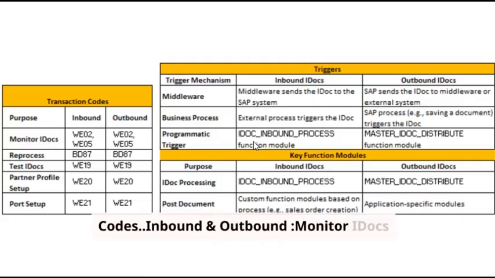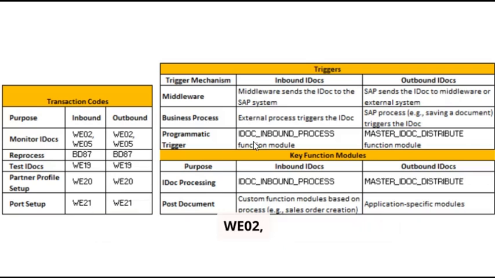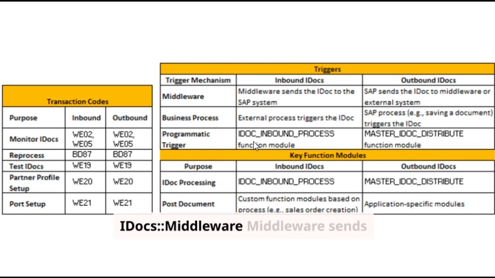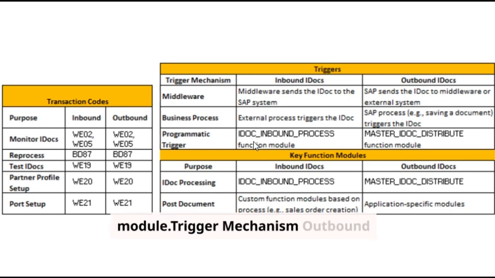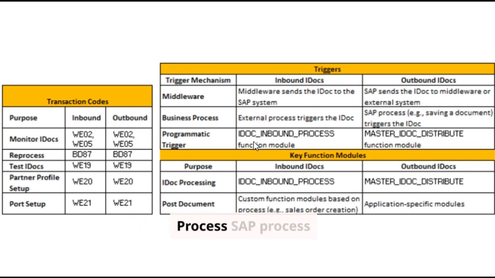Transaction codes, inbound and outbound. To monitor IDOCs: WE02, WE05. Reprocess IDOCs: BD87. Test IDOCs: WE19. Partner profile setup: WE20. Port setup: WE21. Trigger mechanism for inbound IDOCs: middleware. Middleware sends the IDOC to the SAP system. Business process: an external process triggers the IDOC. Programmatic trigger: IDOC_INBOUND_PROCESS function module. Trigger mechanism for outbound IDOCs: middleware. SAP sends the IDOC to middleware or external system.